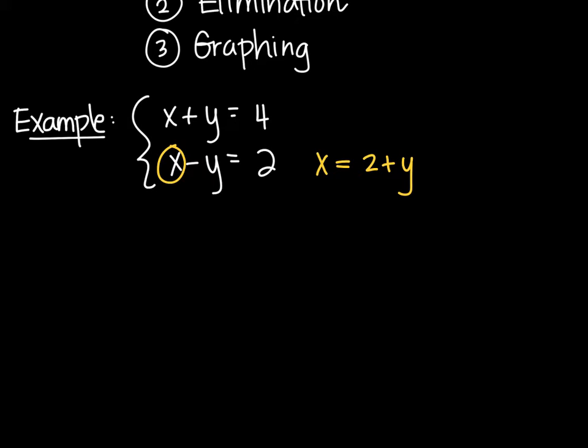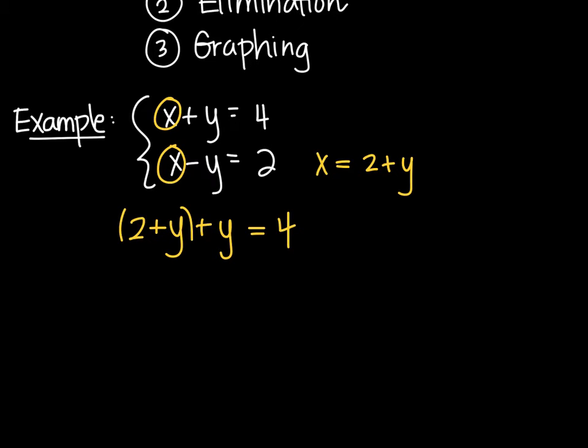Then what I would do with the substitution is I would take the substitution 2 plus y, and in the opposite equation that I didn't use, I would replace that x with 2 plus y. So this equation becomes 2 plus y substituted, and then another y added onto it, equals 4. All right, then we solve.